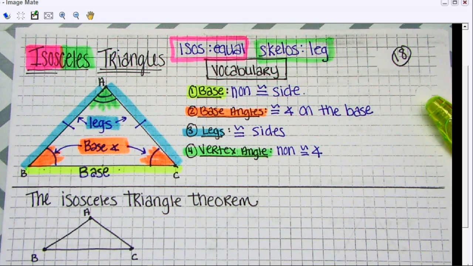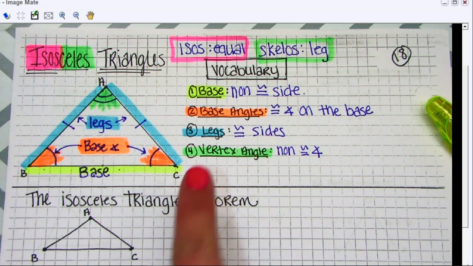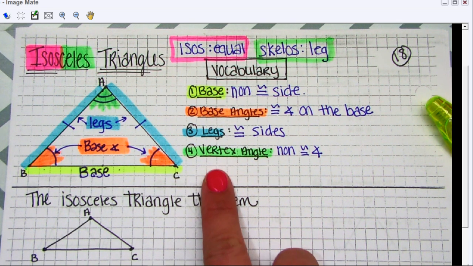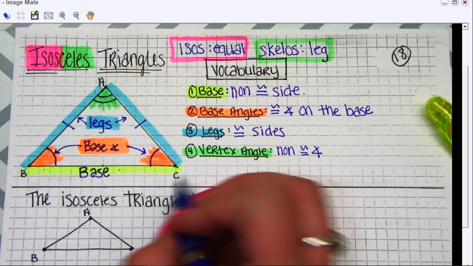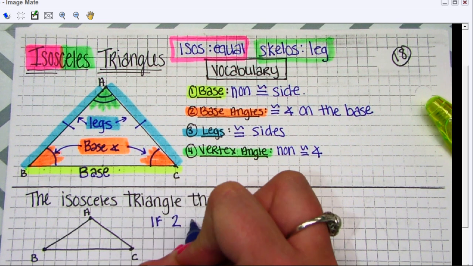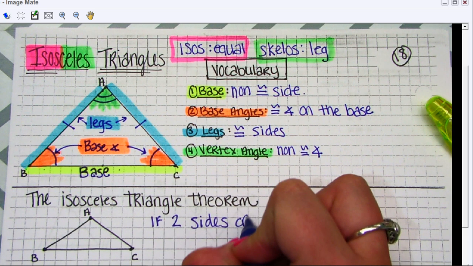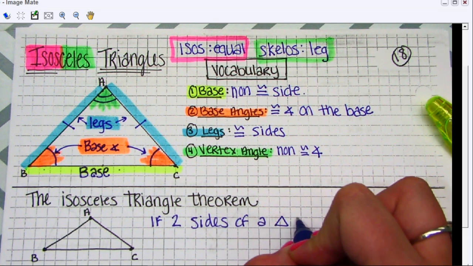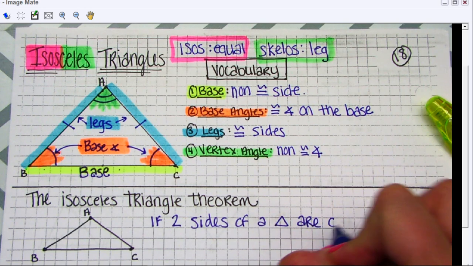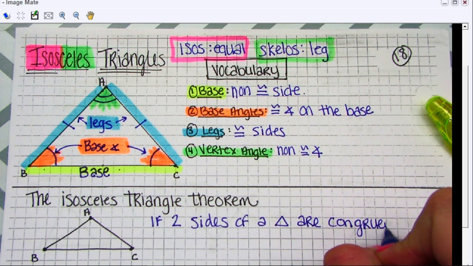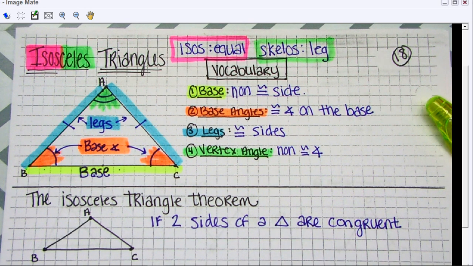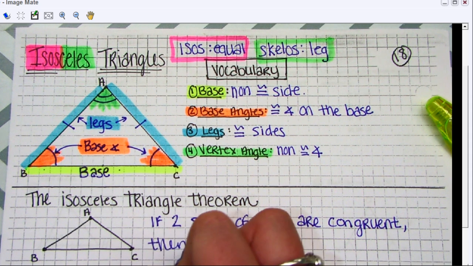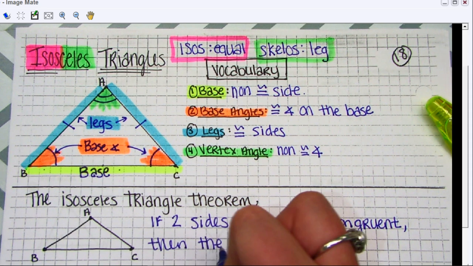Bisector theorem. So the isosceles triangle theorem basically states what we wrote up here as definitions. It states if two sides of a triangle are congruent, so if you've got two sides of a triangle that are congruent, then the opposite angles are congruent.